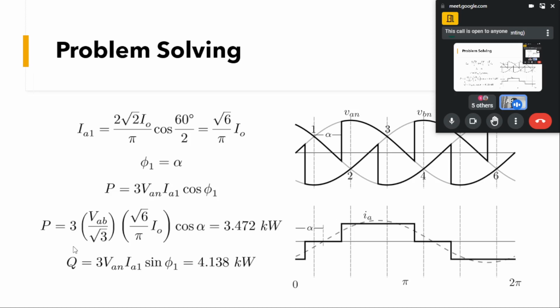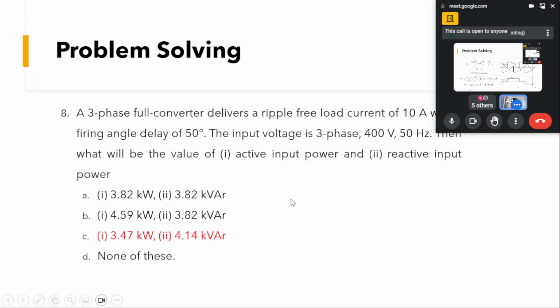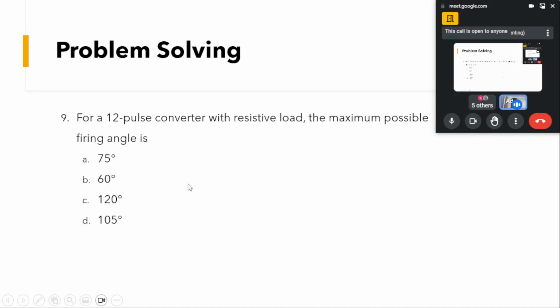Also for the reactive power, what we do is, reactive power is given by 3 V I sine of the angle between this voltage and this current, and we know that is alpha. If we put that value here, the reactive power comes out to be 4.138 kilowatt. So option C is correct.